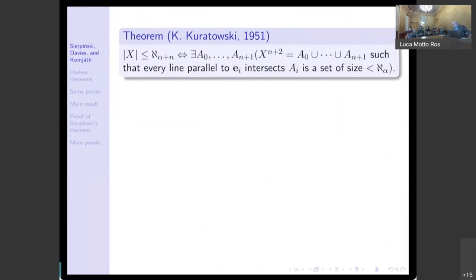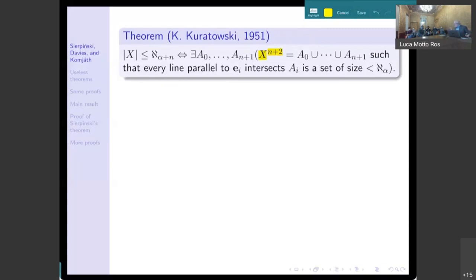So this is the main theorem by Kuratowski: the size of X, any particular set, is at most alpha plus n, if and only if there are A0, ..., A(n+1) sets which cover X to the power n+2, such that every line parallel to e_i, I think you should figure out what I mean, e_i is a direction. We are looking at X^(n+2), so it's a cube, and we have various directions, and we get the idea what the line is. Every line parallel to one of these directions intersects A_i in something which has got size less than alpha. So this is true for any X. It's nothing to do with the reals.